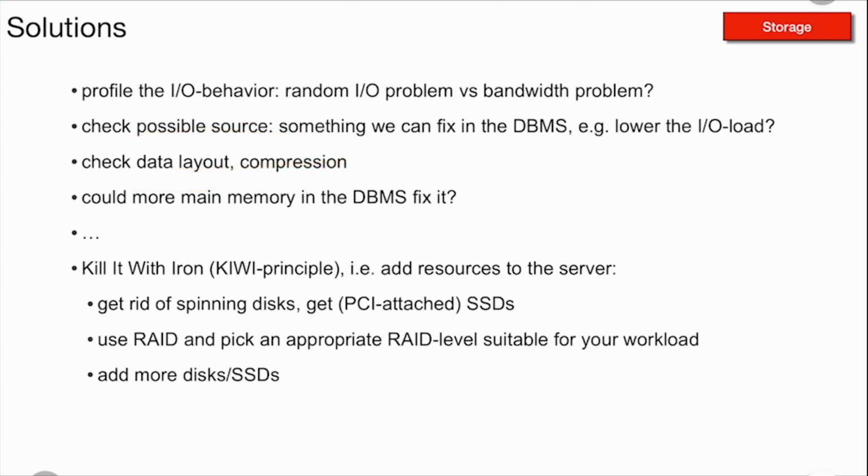So there's an important principle that's called kill it with iron, or Kiwi principle. And it sounds a bit trivial, in particular, as we computer scientists, we want to do fancy algorithms. If there's a problem, we develop better software, a better algorithm. But in industry, that might not be the wisest choice to make.